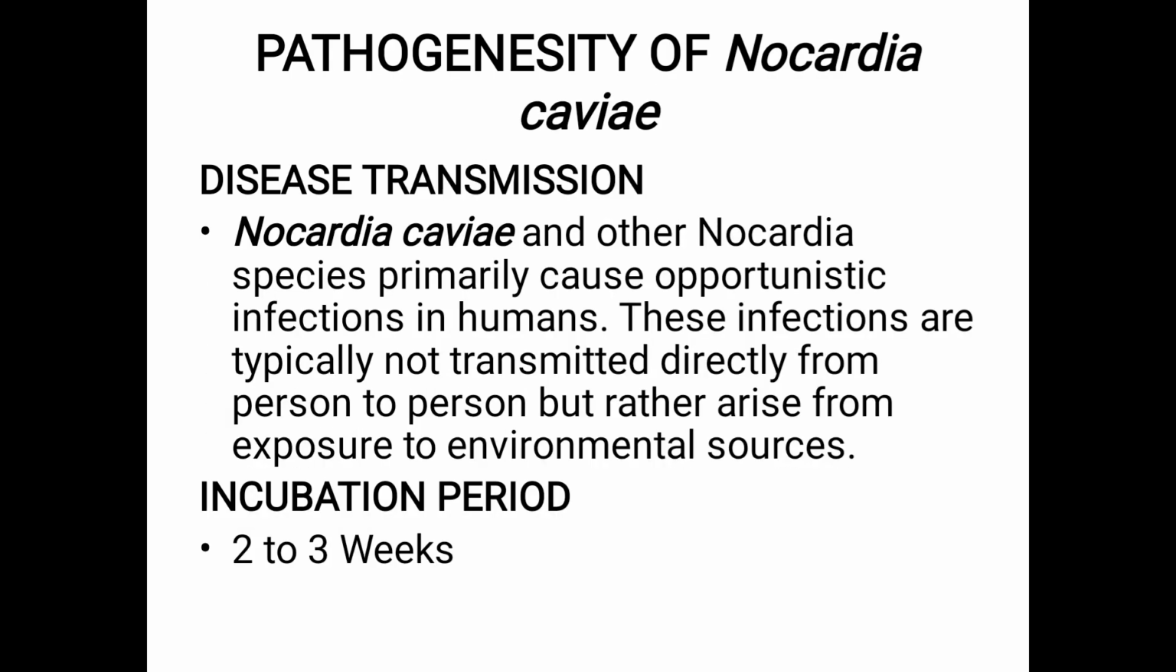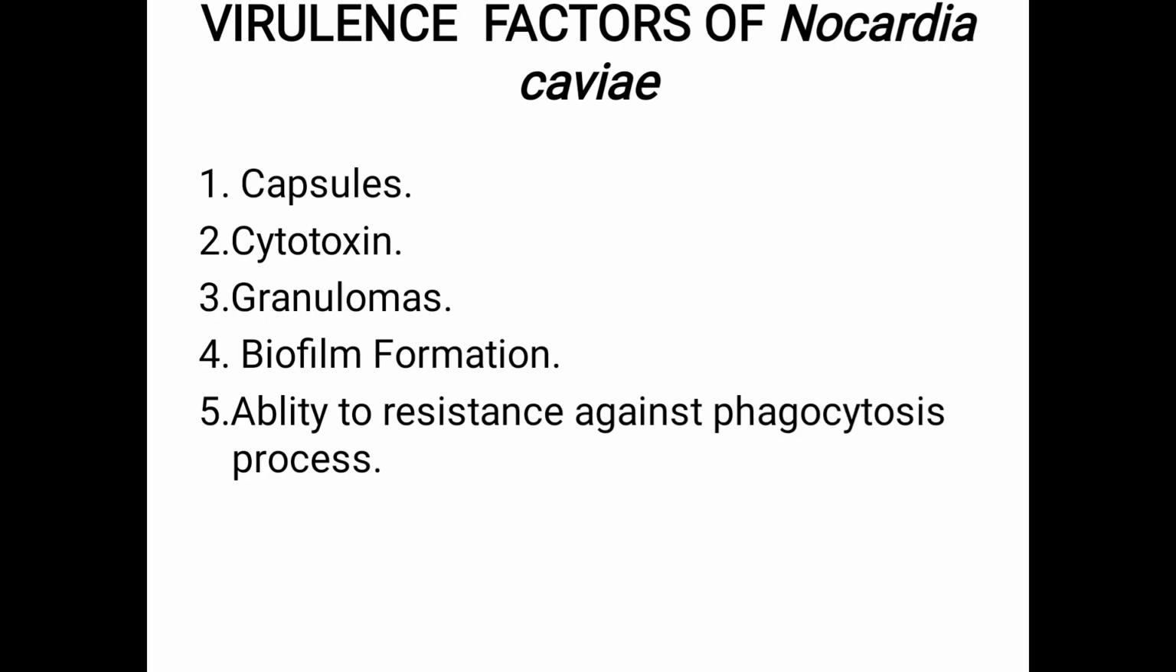Pathogenicity of the Nocardia caviae. Disease transmission. Nocardia caviae and other Nocardia species primarily cause opportunistic infection in humans. This infection is typically not transmitted directly from person to person, but rather arises from exposure to environmental sources. Incubation period 2 to 3 weeks.